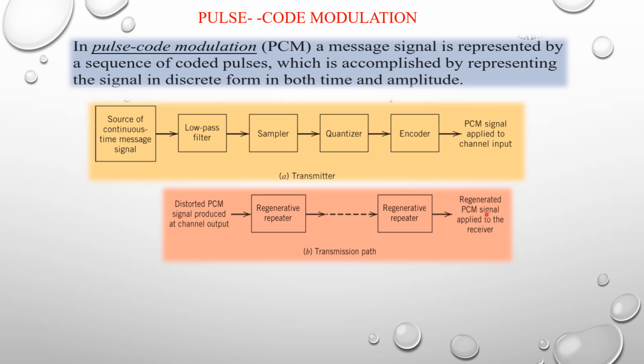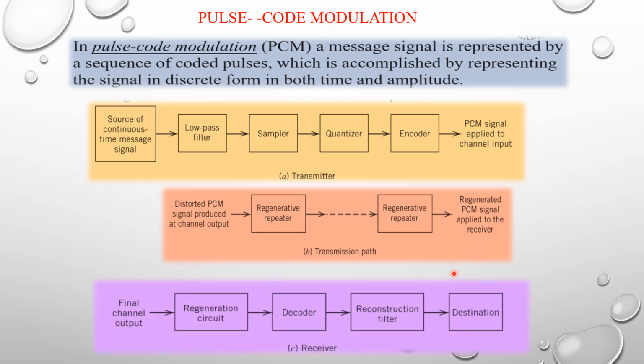The regenerated PCM signal is applied to the receiver. The PCM receiver consists of a regeneration circuit, and the regeneration circuit output is applied to the decoder. The decoder is the reverse process. The decoder output is connected to a reconstruction filter, and the filter output is applied to the destination. Now we will discuss in detail the PCM transmitter, PCM transmission path, and PCM receiver.